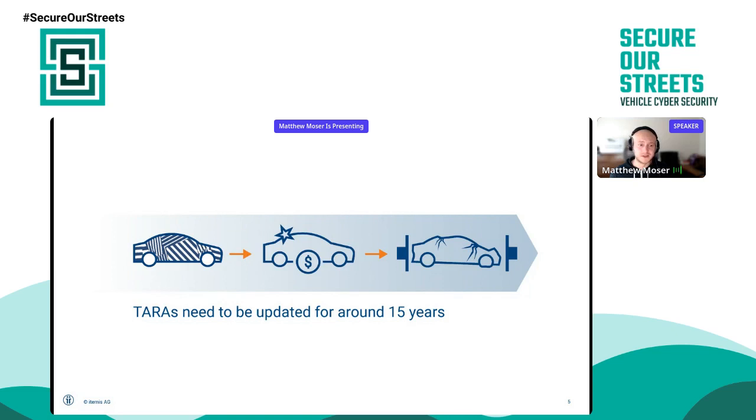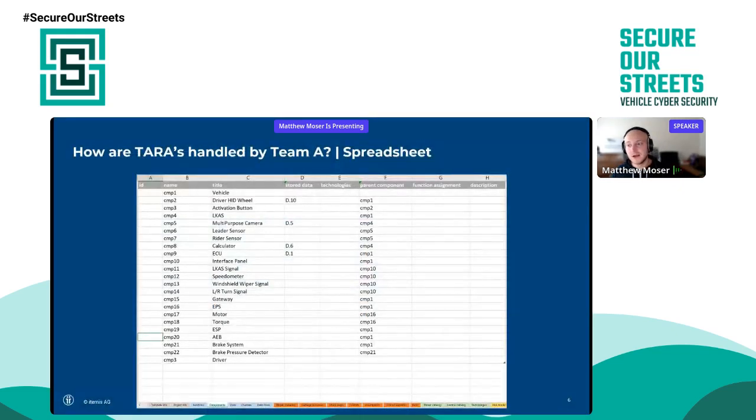That's always subject to change in the future, but at least at the moment, 15 years is the number that's being considered for this. So when we're looking at how to handle TARAs, there's typically one standard way that a lot of OEMs, tier 1s and tier 2s will handle this, and that is through the use of spreadsheets. This is the default way that most will choose to handle the TARA process.